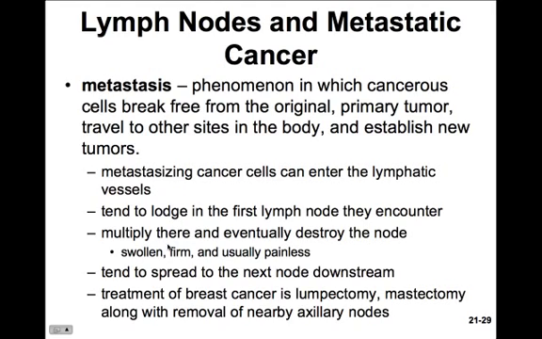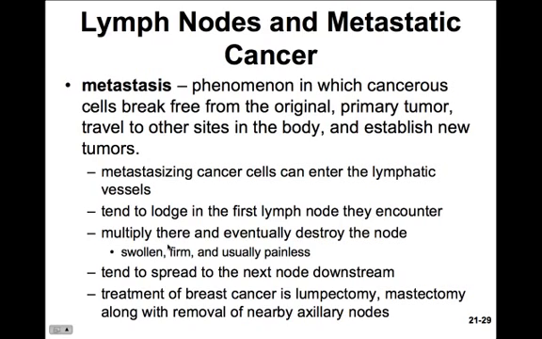As they metastasize, they could enter the lymphatic vessels. If they do this, they tend to get lodged in the first lymph node that they encounter. They can multiply there and eventually destroy the node. They tend to spread to the next node downstream and so on and so forth.